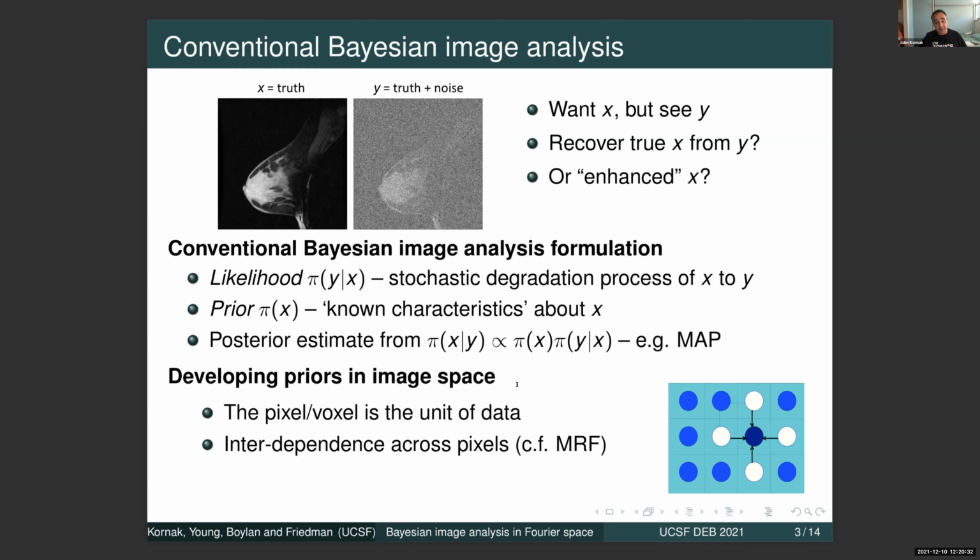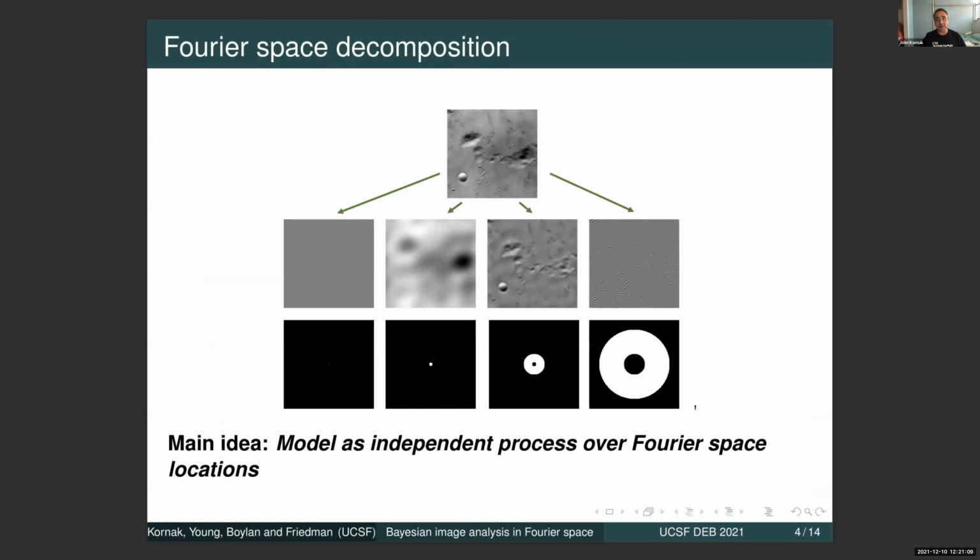When we develop priors in image space in the conventional framework, we have the pixel, or the voxel, as the unit of data. So each of these squares is one pixel in these images up here. And you try to model the dependence between neighbors somehow in the image, or model the structure of shapes that you might be observing within the image. So you get a lot of dependence between your individual observations. That's kind of a difficulty of working with conventional Bayesian image analysis. It causes difficulties with computation.